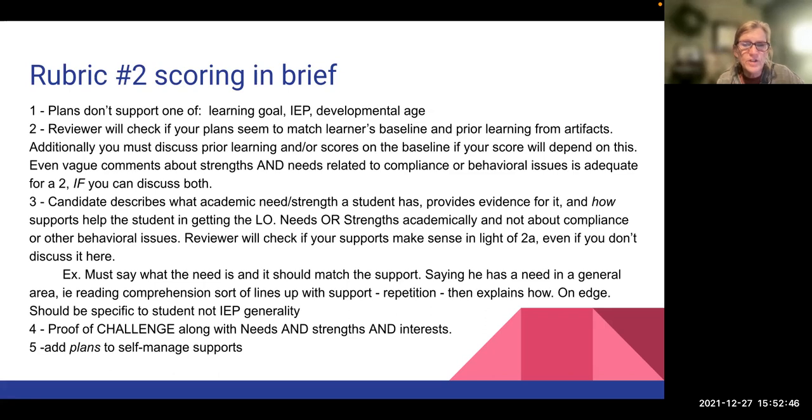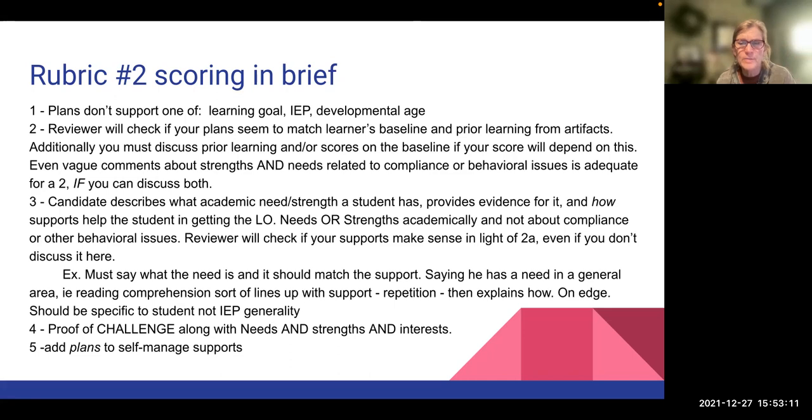And then they'll check 2A. The reviewer will look at 2A to see what you wrote to make sure that the supports that you suggest make sense with what you say there about prior learning. But even if that part was very, very vague, having evidence of a strength or a need, and a good constructed argument for how that bridges your learner to the learning objective will win you a 3.